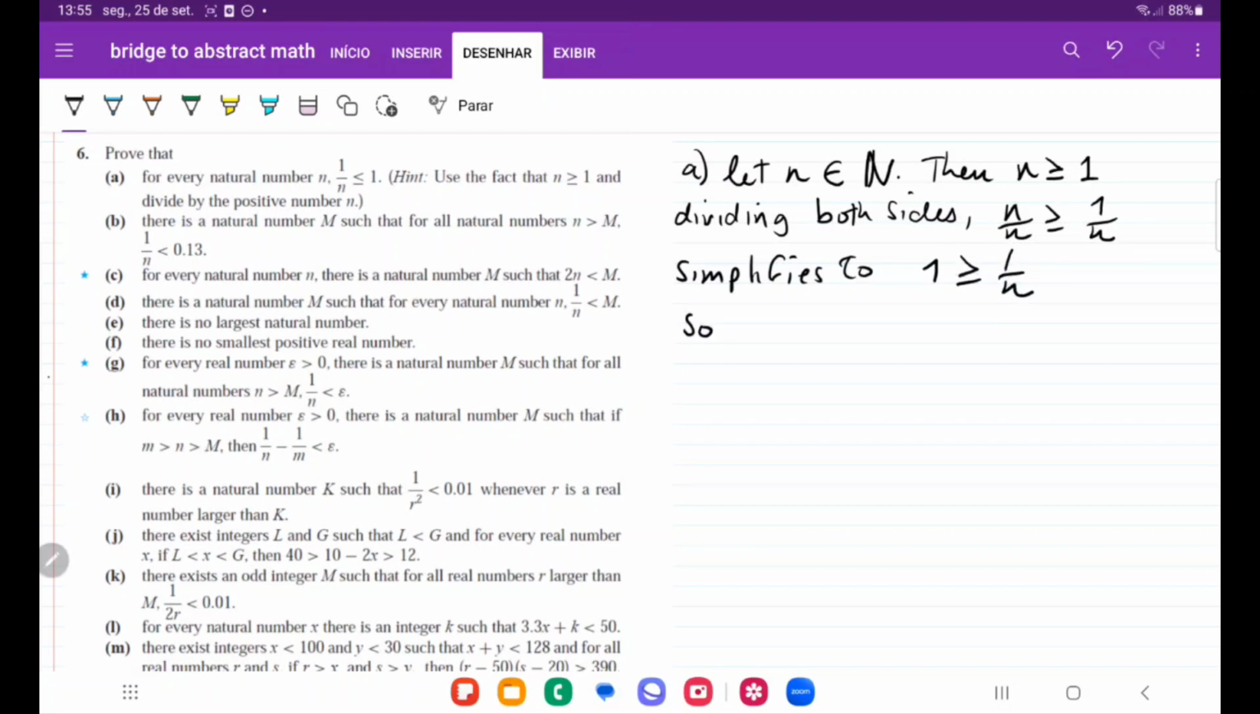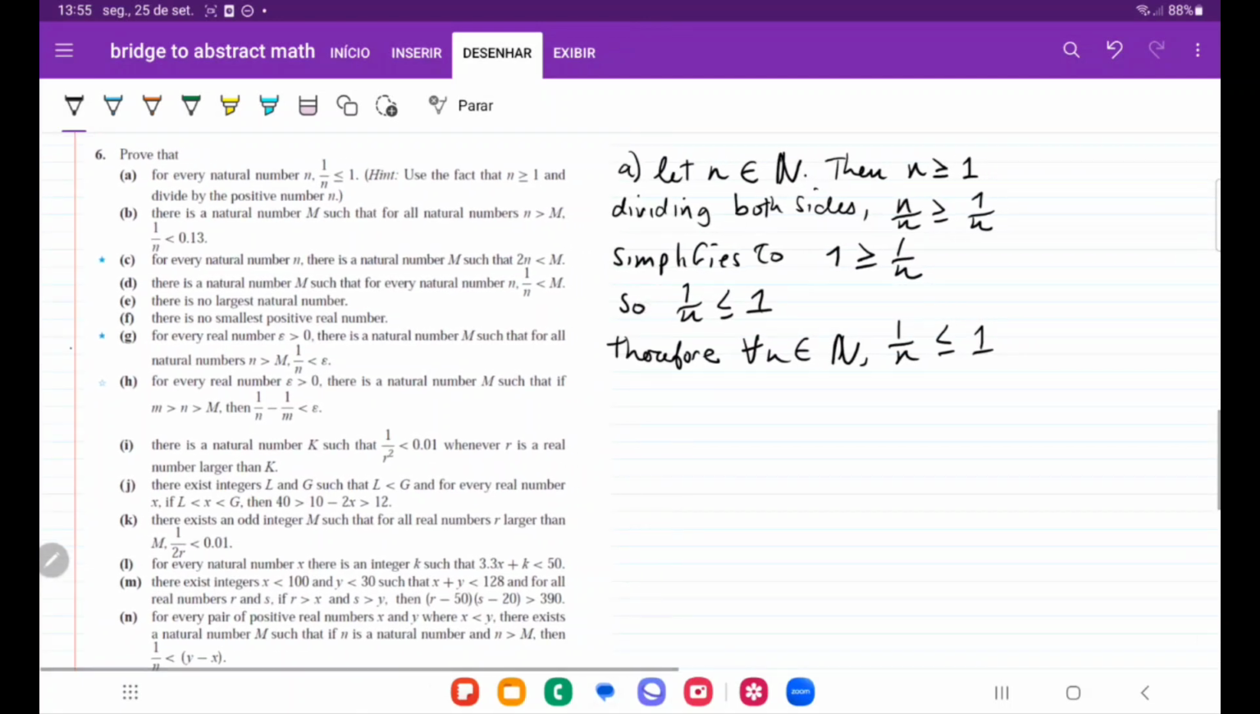And so if 1 is greater than or equal to 1 over n, it means that 1 over n is less than or equal to 1. And so we can say our conclusion, therefore, for all n belonging to the set of natural numbers, 1 over n is going to be less than or equal to 1. So that's it for item A. Now let's do item B.